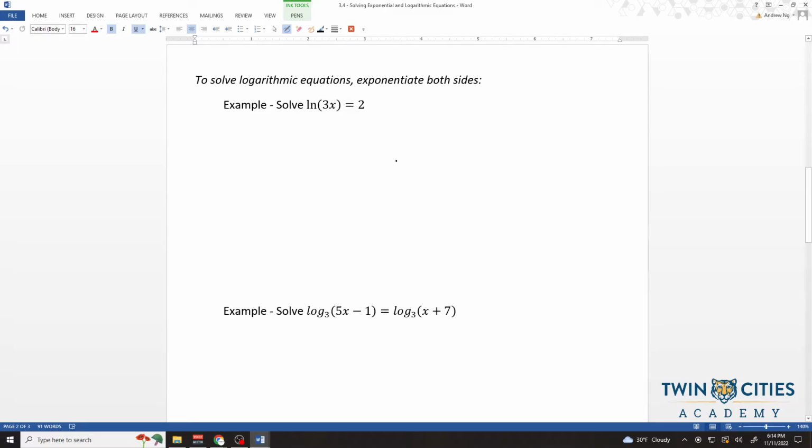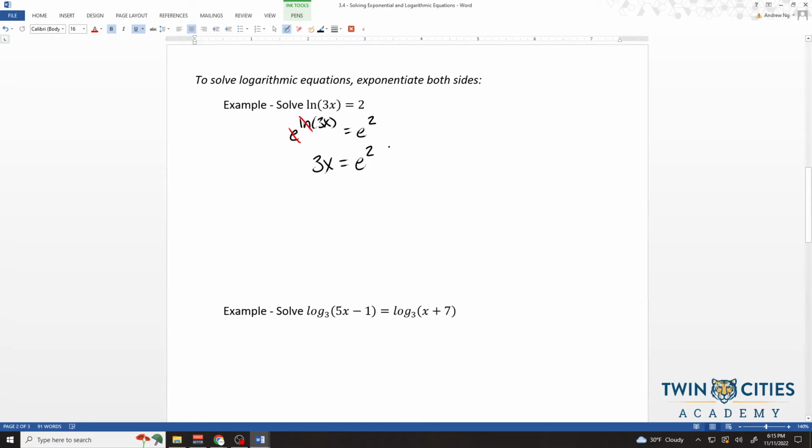So to get rid of this natural log and make it so it's just this 3x on the inside here, I'm going to say e to this power is going to be equal to e to the right side, which is just 2. So let's see what that looks like. E to the natural log of 3x is going to be equal to e to the second power. What I do to one side, I've got to do to the other side. Now on this left side though, e to the log base e, or natural log, undoes each other, leaving just 3x equals e to the second power.